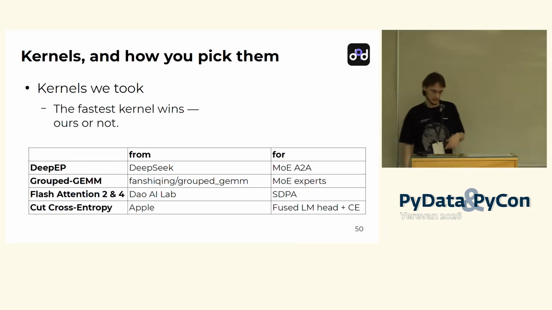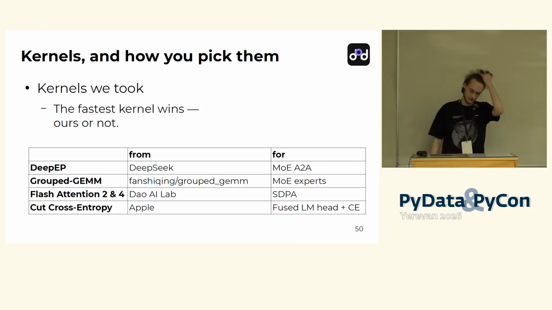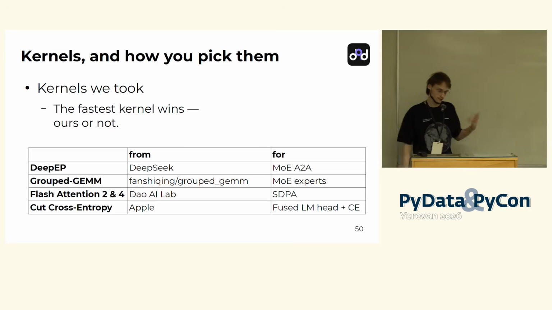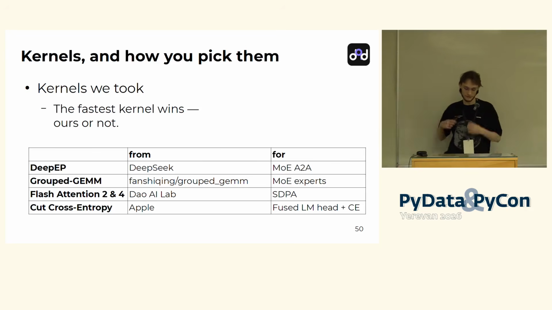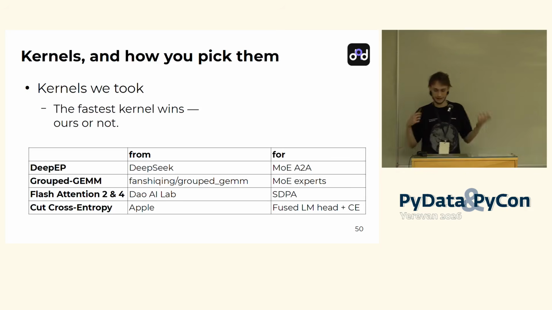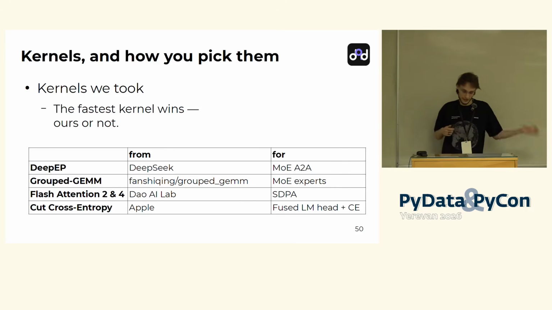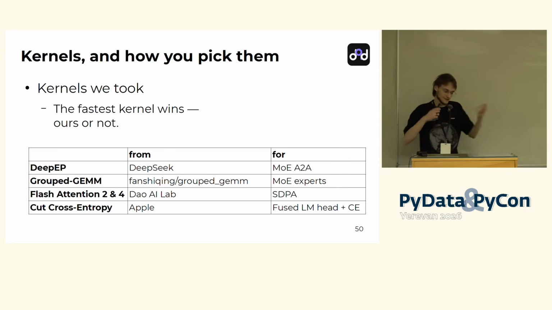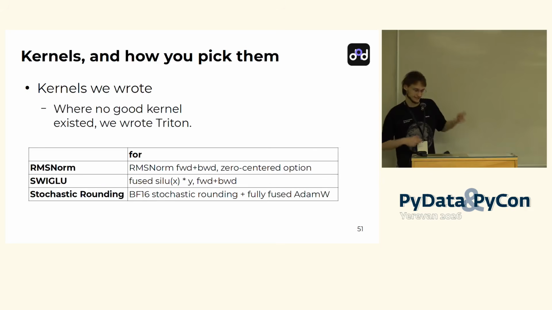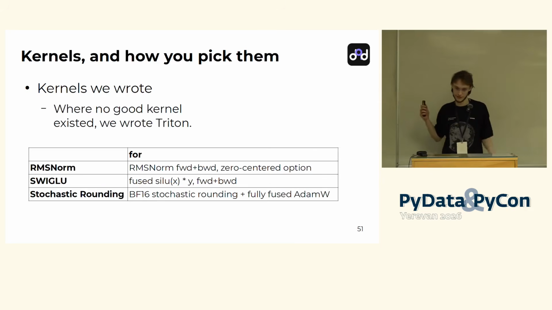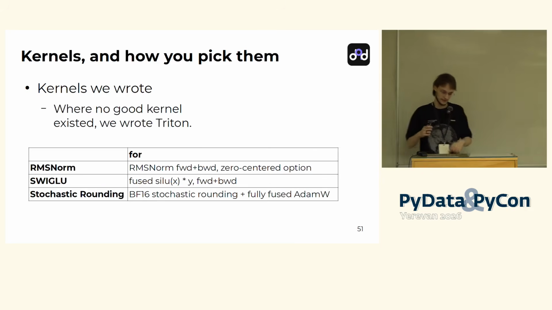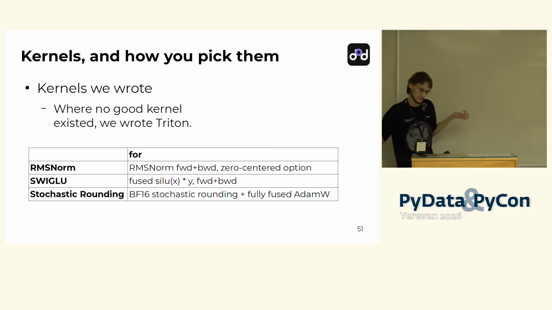And yeah, we took some other kernels from the community. Apart from DeepEP and grouped GEMM, we used Flash Attention 2 and 4 from Mr. Tri Dao. We used Cut Cross Entropy from the Apple ML team for fused linear layer and cross entropy. We don't want to write all the kernels, but sometimes, when there's no good project that provides a kernel we need, we can write it for performance needs.